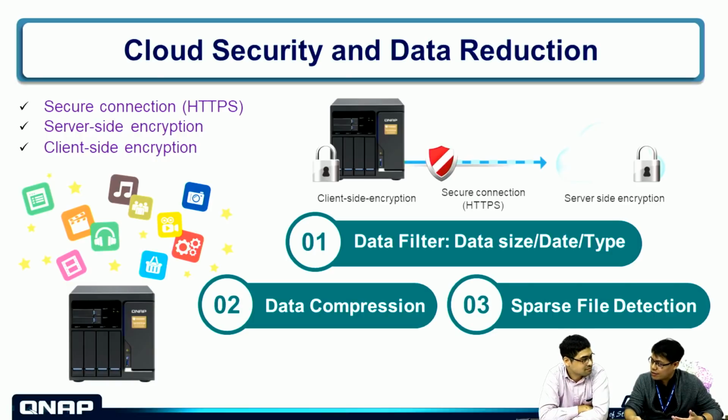Very good. Yes, and the other issue of concern is that the transfer speed to the cloud is very slow, and also the high cost. So to solve these two issues, we bring you data reduction. Data reduction contains the data filter. You can choose what size and what kind of data you want to put on the cloud, so it can largely decrease the size you want to back up to the cloud. After you choose the files, Hybrid Backup Sync can further help you do data compression.